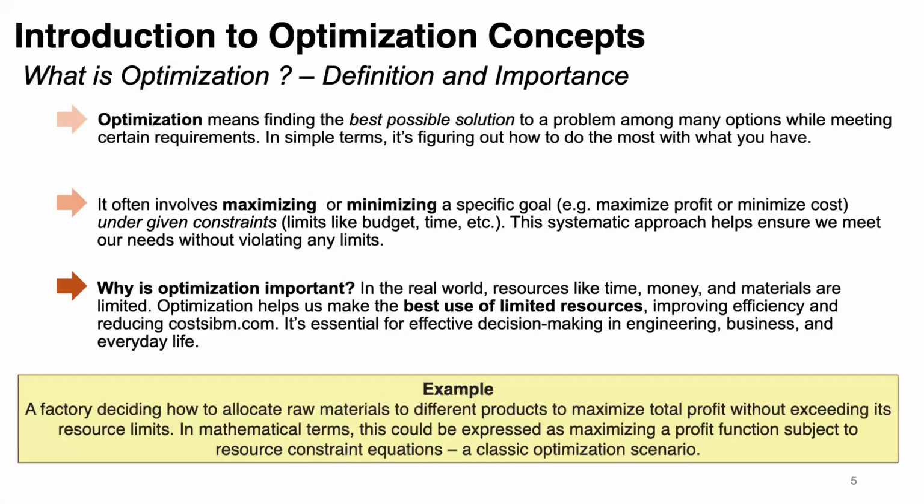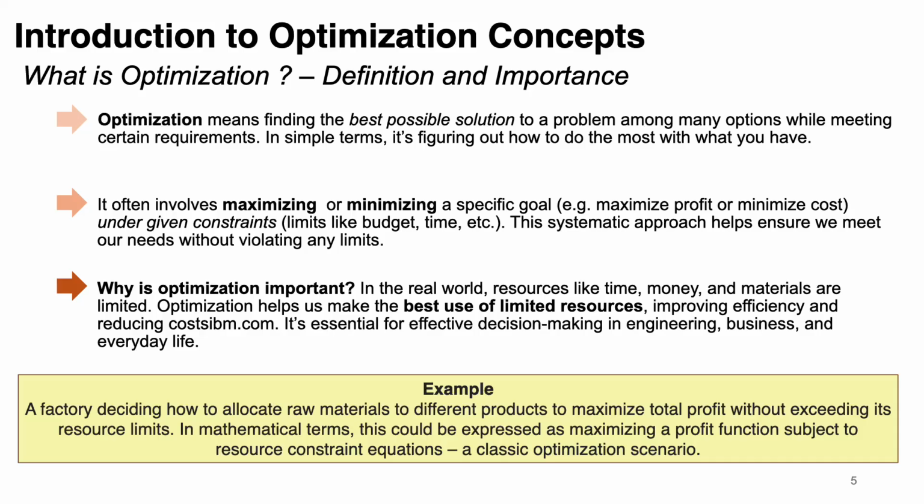Let's take a moment to really define what we are doing here. At its heart, optimization is the science of the best in any given situation. There are millions, sometimes trillions of possible choices we could make. Optimization is the systematic process of finding the single best possible solution among all those options, while strictly adhering to a set of requirements. Think of it as the ultimate balancing act. We are trying to do the most with what we have.